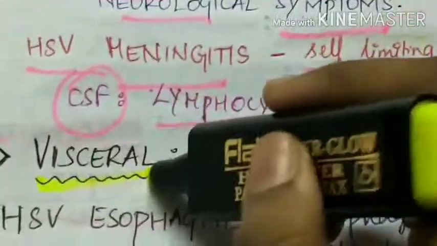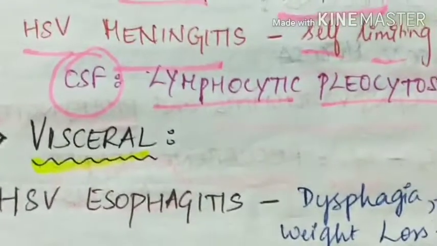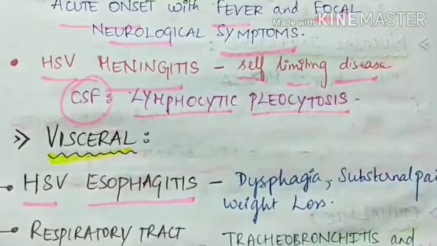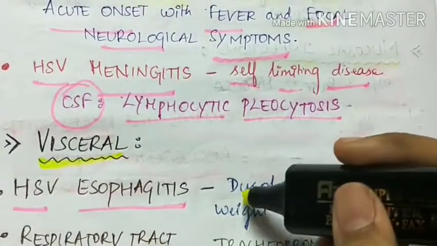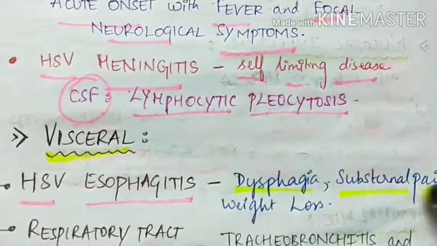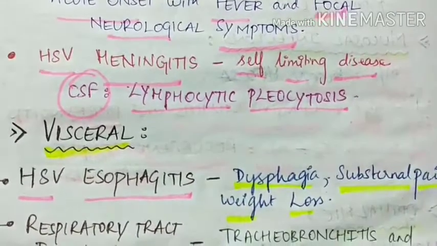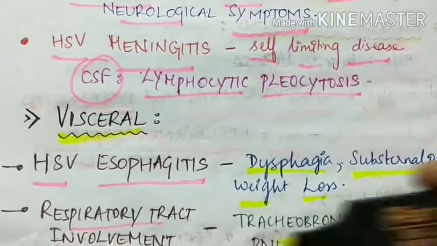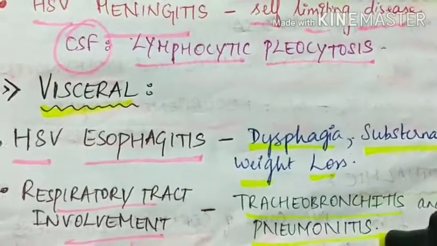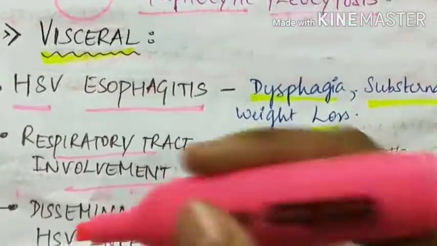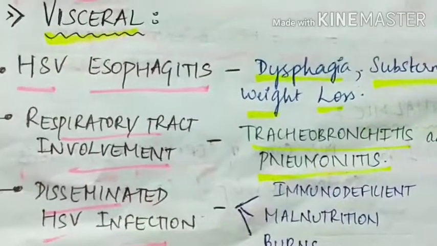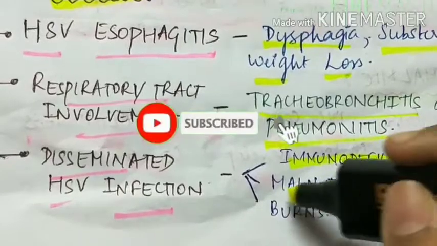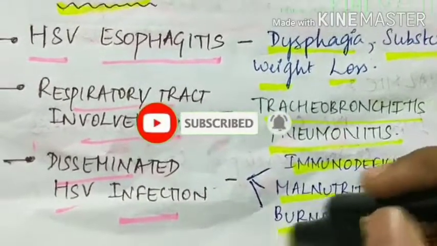Next is visceral infections. This includes HSV esophagitis, infection of the esophagus. The clinical features are dysphagia, substernal pain, and weight loss. Respiratory tract involvement manifests as tracheobronchitis and pneumonitis. Disseminated HSV infection occurs in immunodeficient patients, malnutrition, and those with burns.